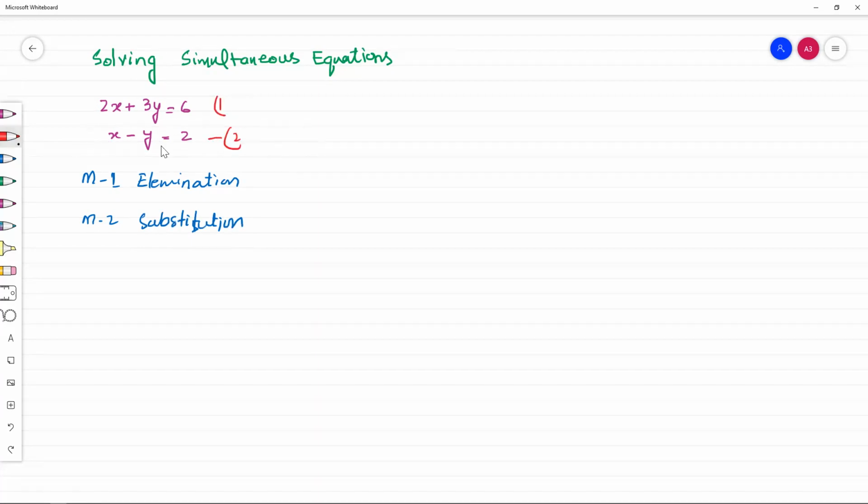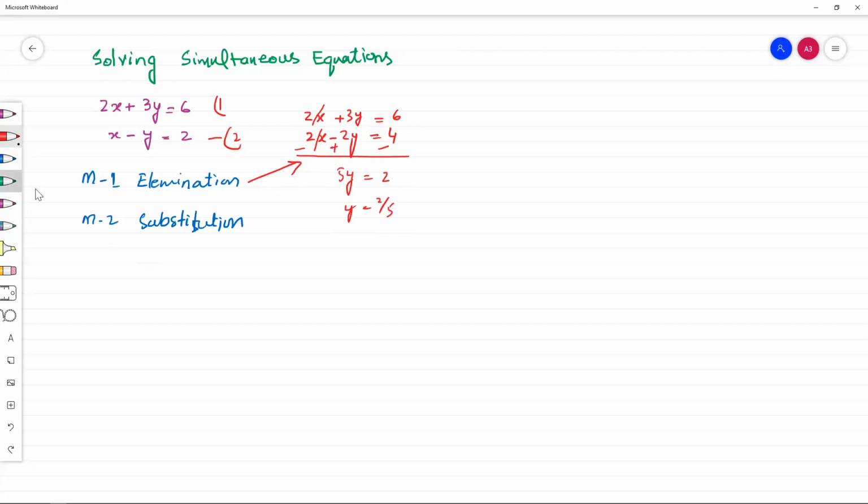So when I multiply with 2, it will become 2x minus 2y is equal to 4, and this will remain the same, 2x plus 3y is equal to 6. After that we cancel one variable by changing its sign or without changing its sign, if it can be cancelled easily. So we subtract equation number 2. This will cancel with this one and this will become 5y is equal to 2, and y is equal to 2 by 5. This was called the elimination method.